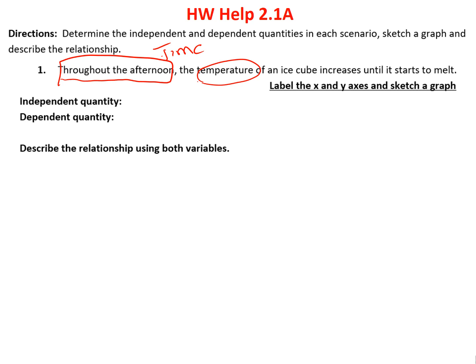So we need to decide which is determining what. Does the temperature determine how much time has gone by, or does the time determine how much temperature goes by? And if you think about that, we can't control time. So as time goes by, the temperature increases. So the independent variable here is time. And as time goes by, it has an impact upon the temperature.